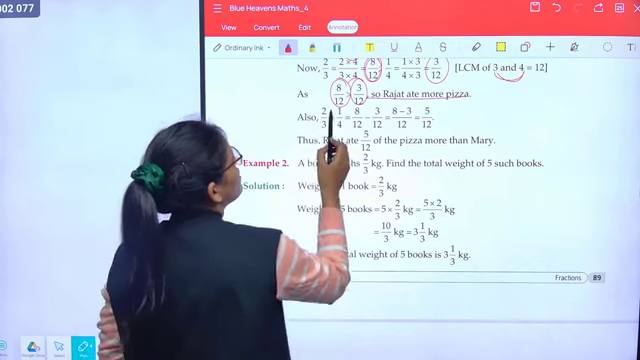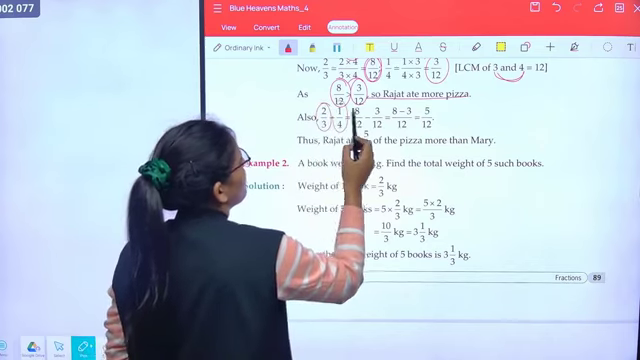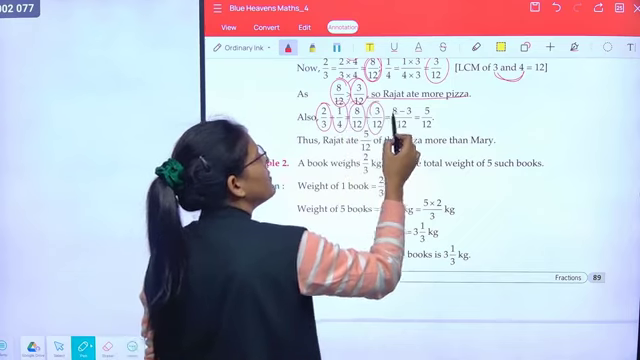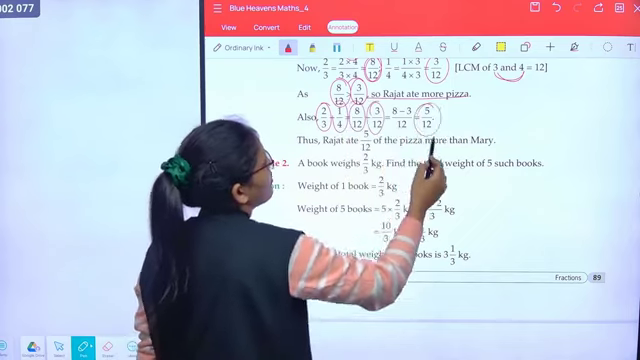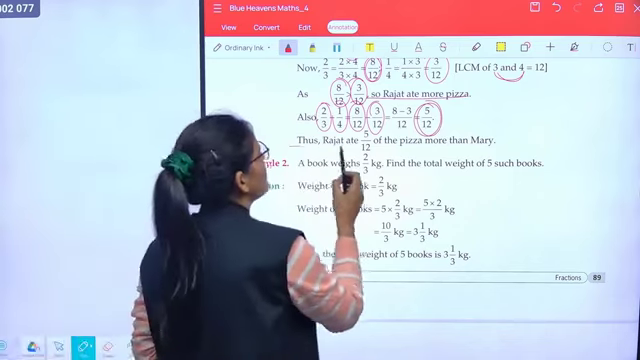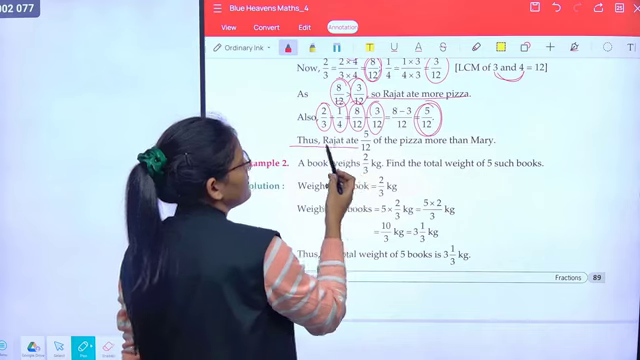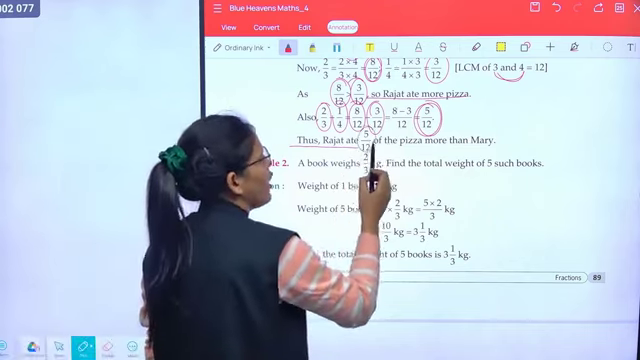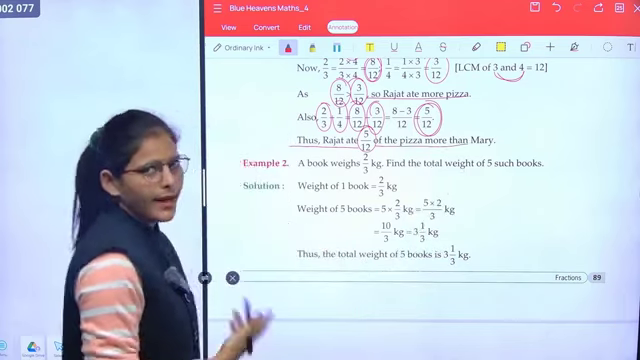Now also 2/3 minus 1/4 is equal to 8/12 minus 3/12, means 8 minus 3 is equal to 5/12. मतलब उसने इतना ज्यादा पिज्जा खाया than Mary. Thus Rajat ate 5/12 of the pizza more than Mary.